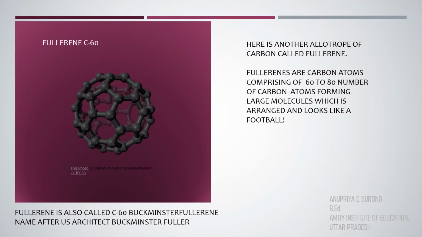Here is another allotrope of carbon called fullerene. Fullerenes comprise 60 to 80 carbon atoms, forming large molecules which are arranged and look like a football. Fullerene is also called C60 Buckminsterfullerene, named after its designer, US architect Buckminster Fuller.